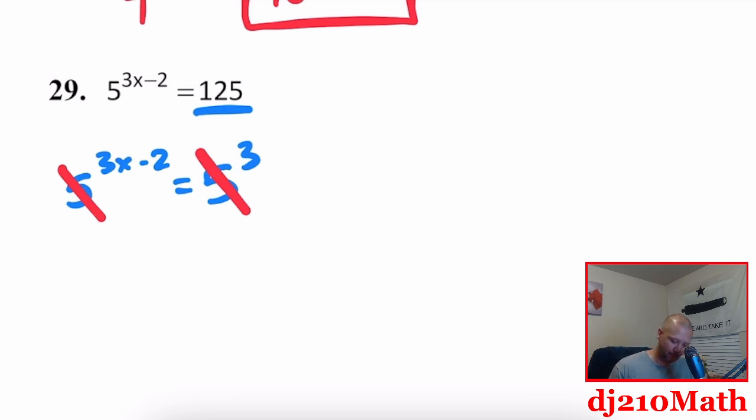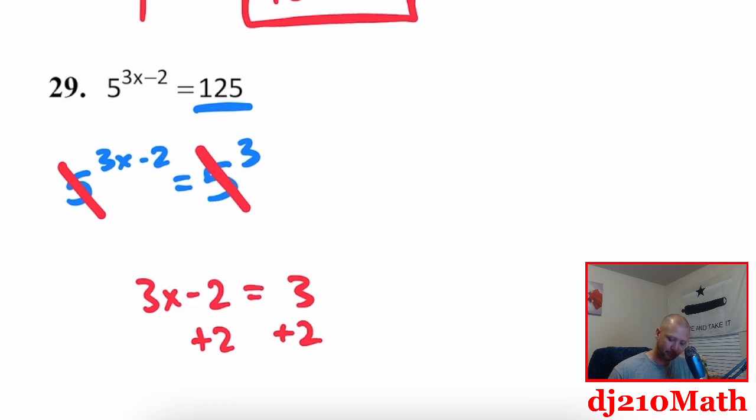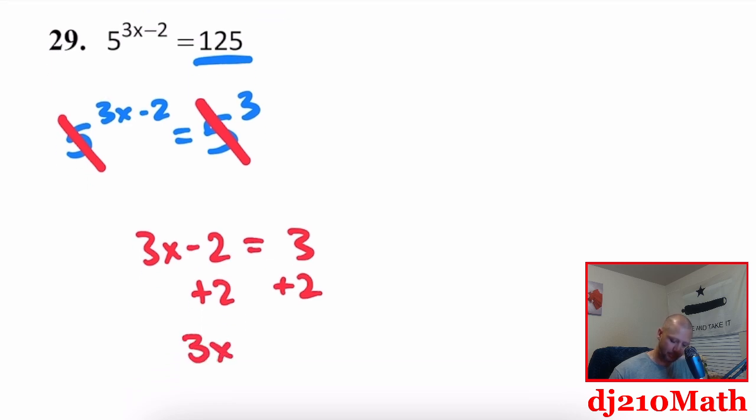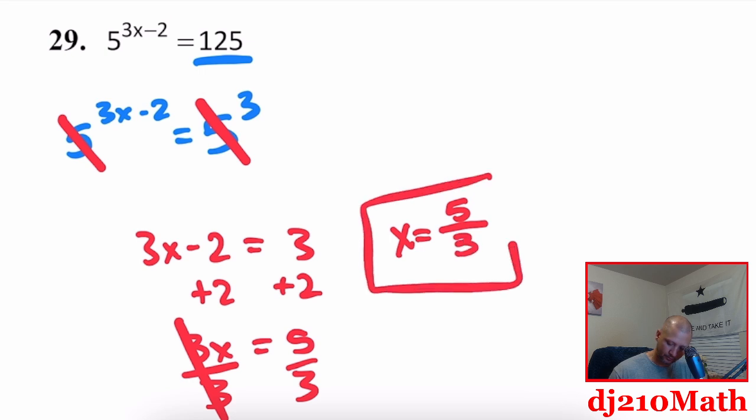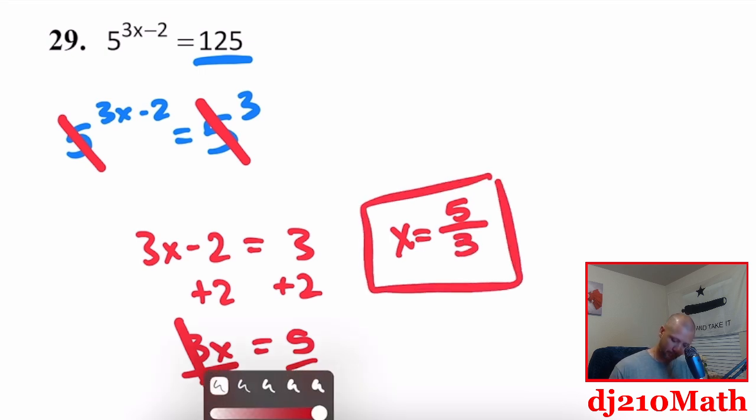This is going to be 3x minus 2 is equal to 3. We add 2 to both sides. 3x is equal to 5. Divide both sides by 3. Therefore, x is equal to 5/3.